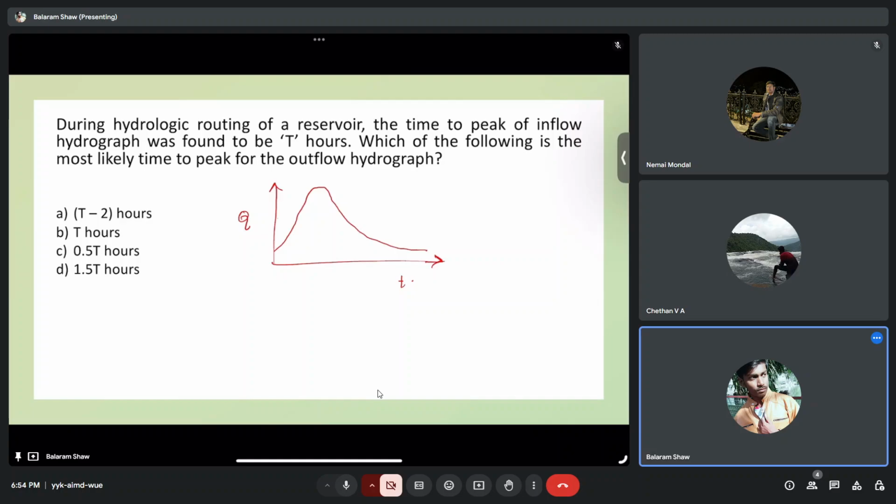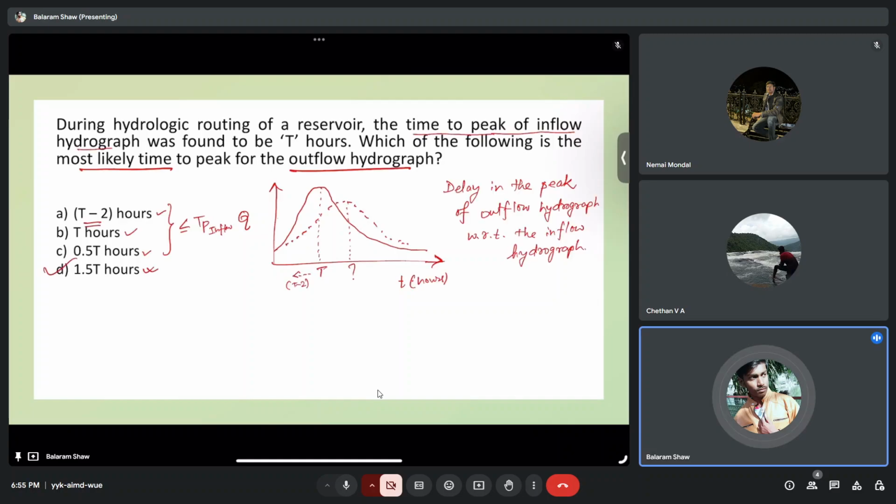But 1.5 into T hours is more than T hours. Hence the most likely time to peak of all these options will be 1.5 T hours. So the outflow hydrograph peak will happen at around 1.5 into T hours, correct? Any questions here? Okay. So the correct answer is D, that is 1.5 into T hours. Okay. So we'll move to the next question then.